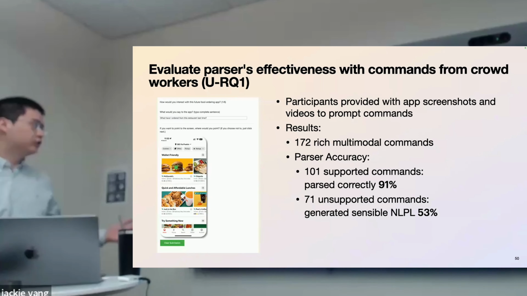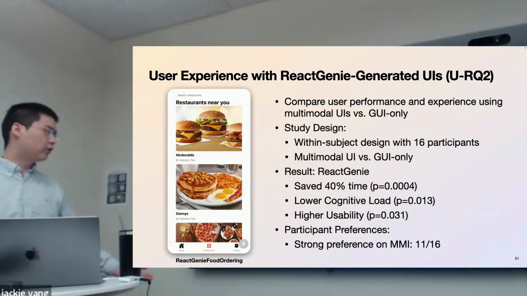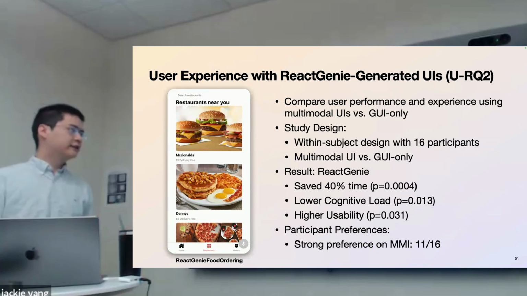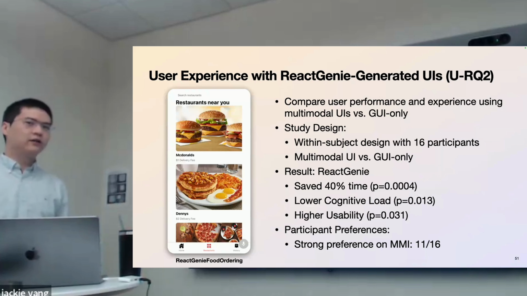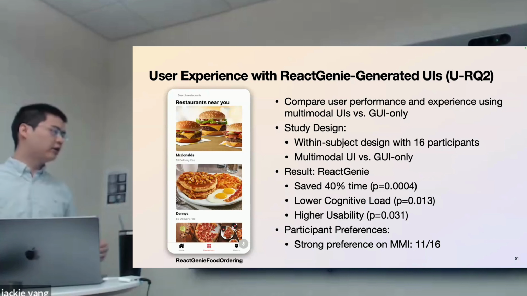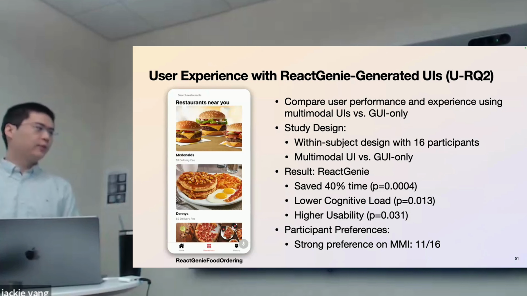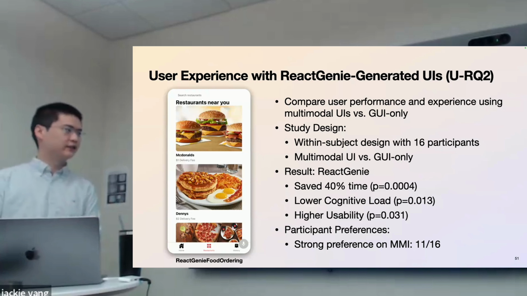We also have this food ordering app that we actually asked people to use. We compared the user performance and experience with this multimodal version of the UI and another version which has GUI only. For the 60 participants, we found that React Genie saves 40% of people's time, has lower cognitive load and higher usability. 11 out of 16 participants preferred the multimodal version. The reason for people to prefer otherwise is because they have had bad experiences with automatic speech recognition before.